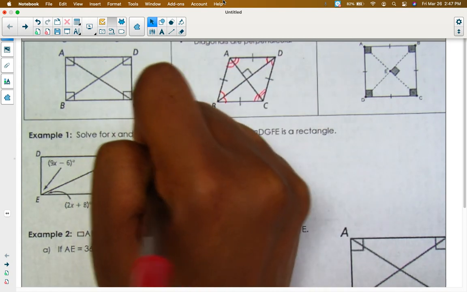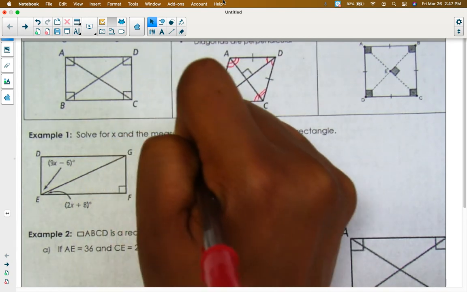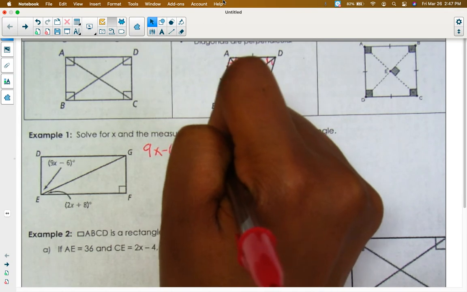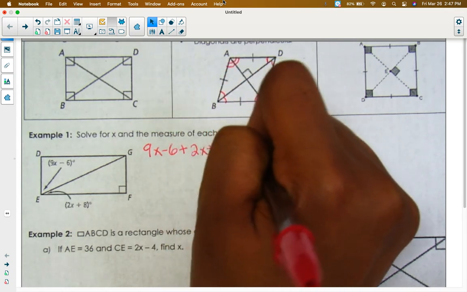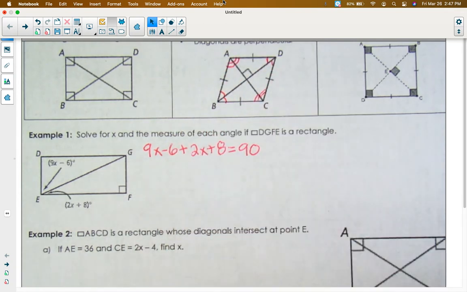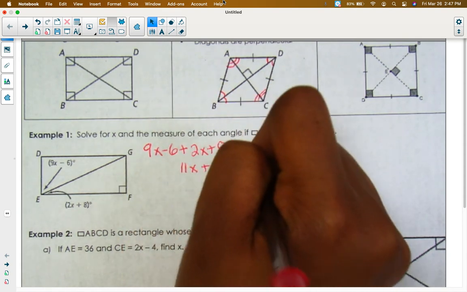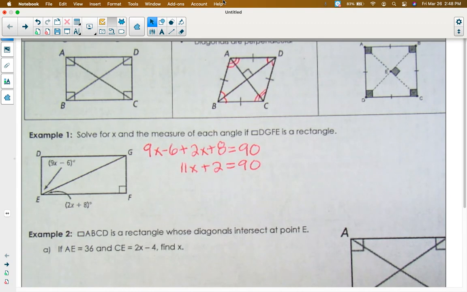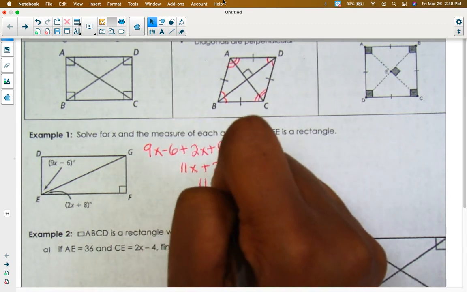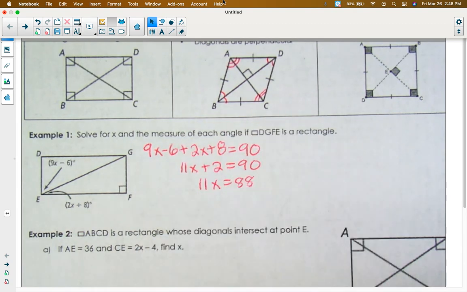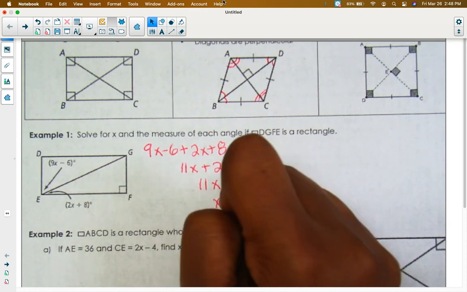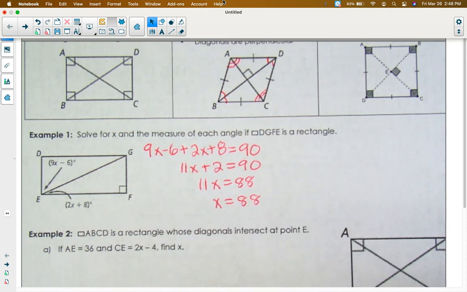So 9x minus 6 plus 2x plus 8 is equal to 90 degrees. We can go through and solve this problem, combine like terms. Subtract 2 from both sides. And divide. I got 88. And the question also wants us to, what else does it say? Find the measure of each angle.